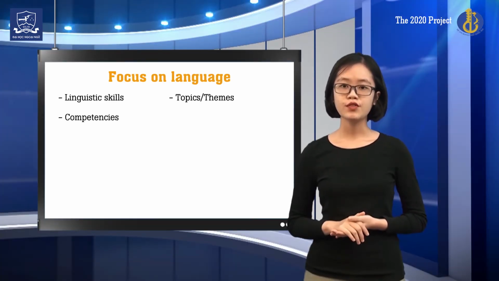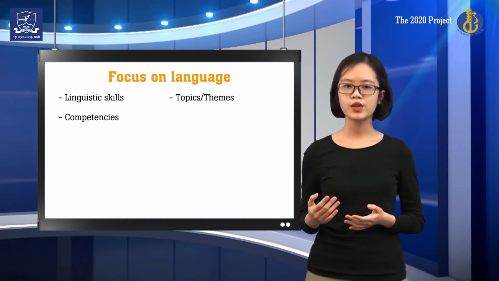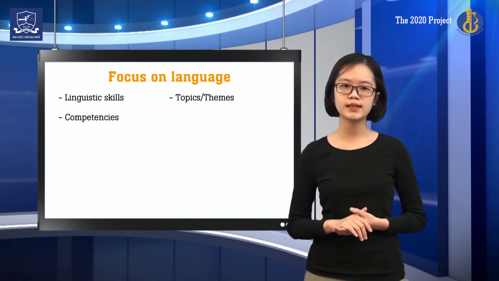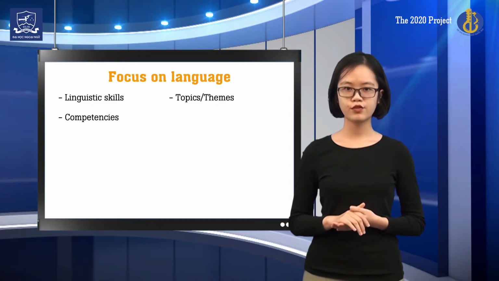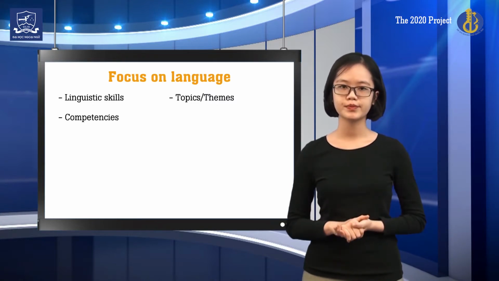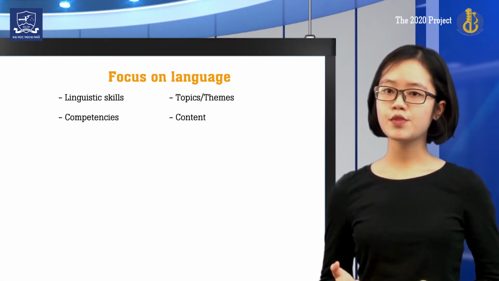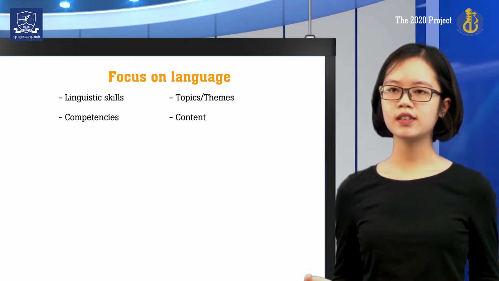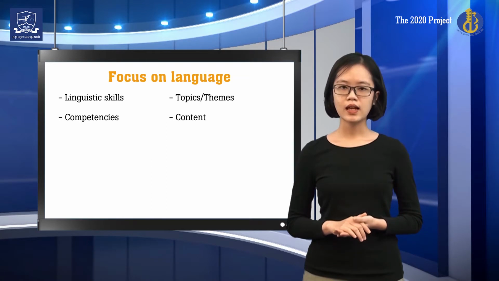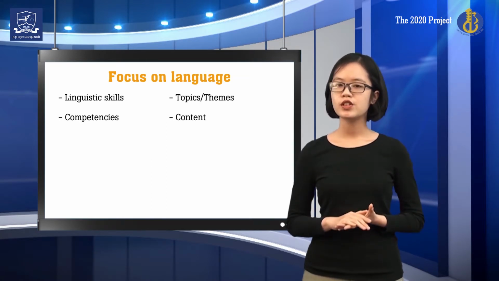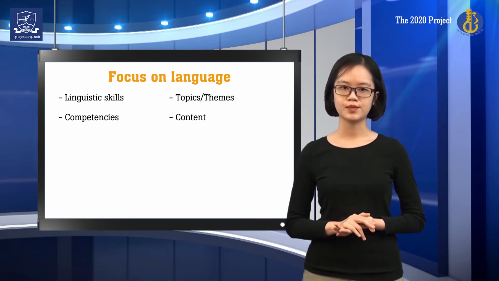Competencies. If you organize the content of your course according to competencies, you will want to help your learners to develop the ability to do something. The lesson objectives will usually be in the form of can-do statements. Content. You may want to teach the subject matter like economics or politics rather than the language itself. In this case, the language is just a means for you to deliver the subject matters to your students, not the focus of the lesson.